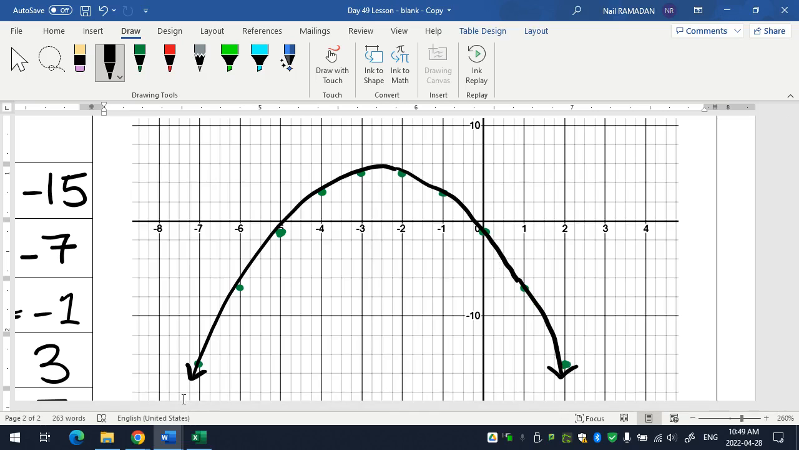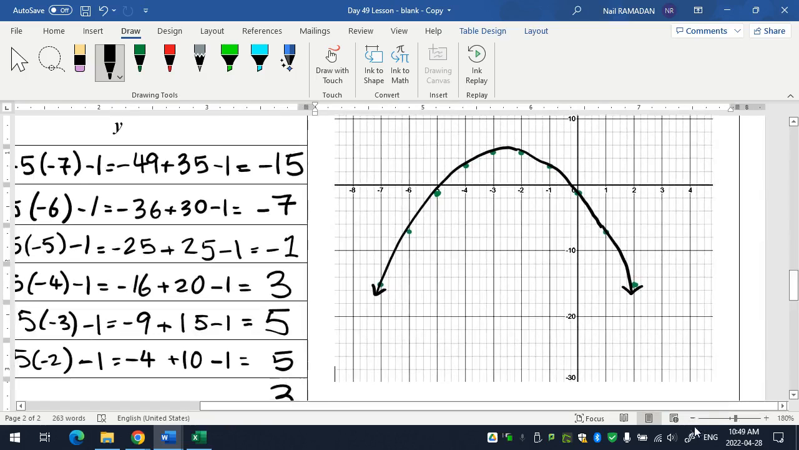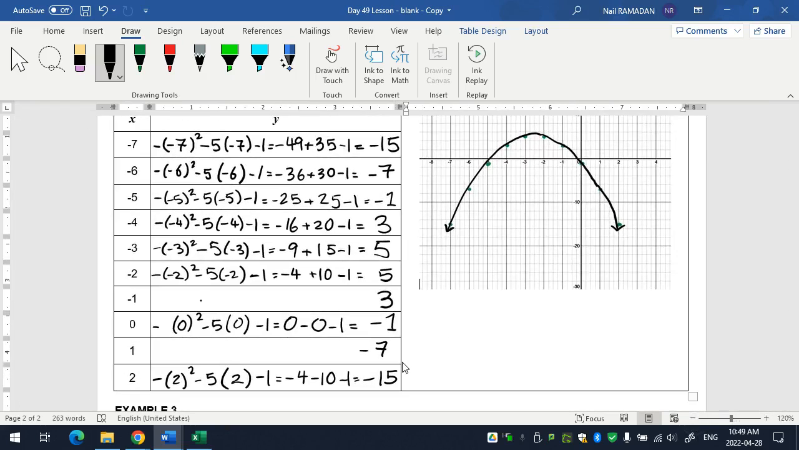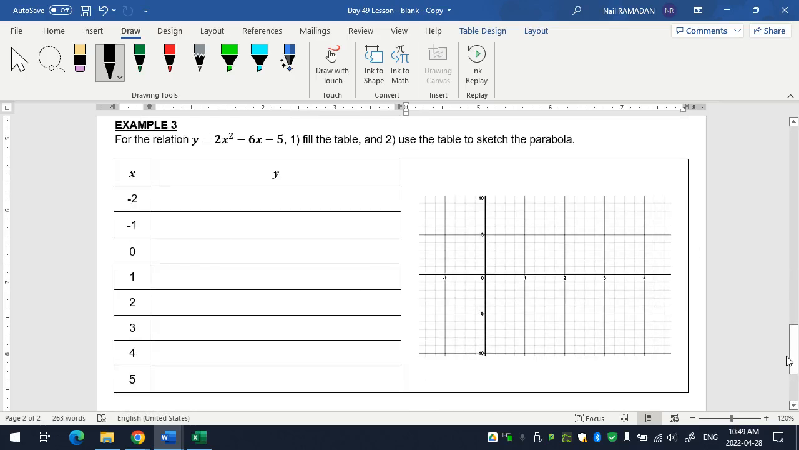Done? That's it. Welcome to Sketching Quadratics. Everyone, your homework is to do the following. Listen up. Your homework is to finish this one, and to do this one. Same idea.